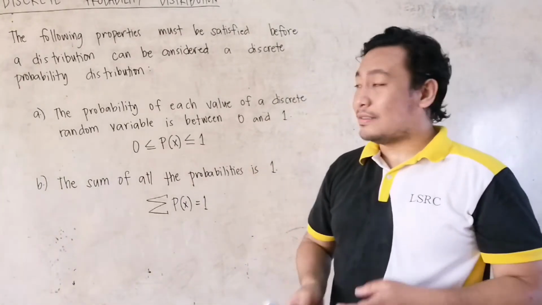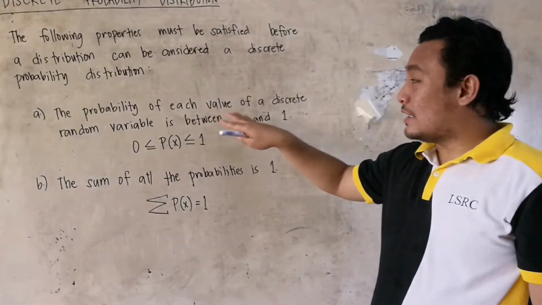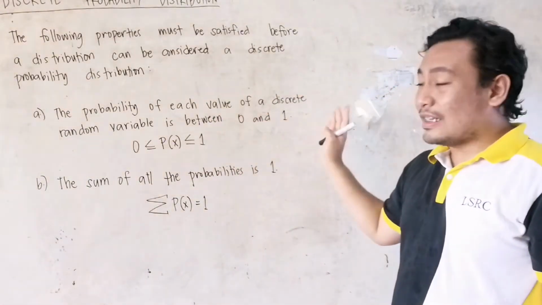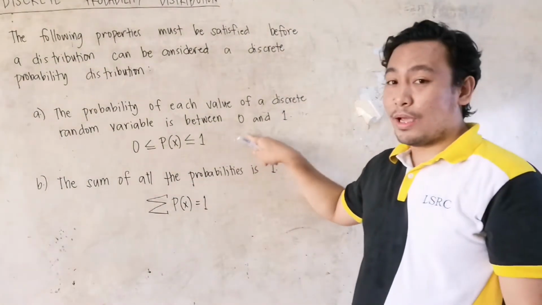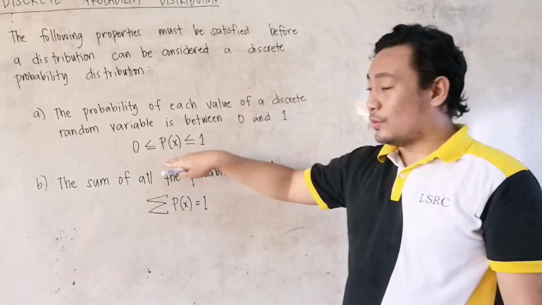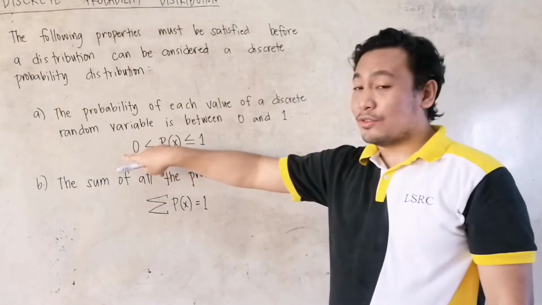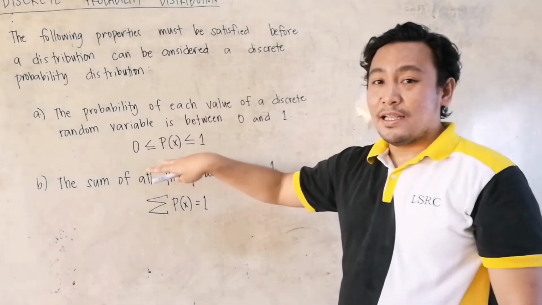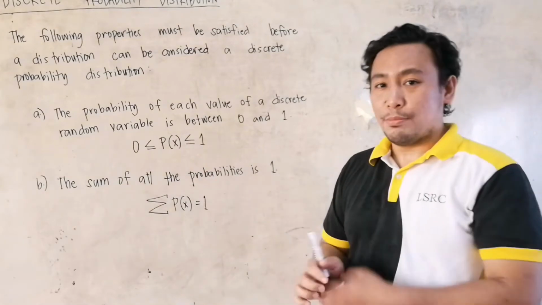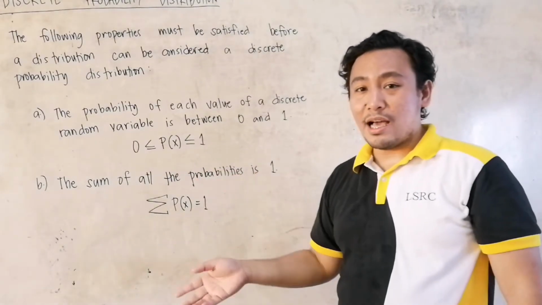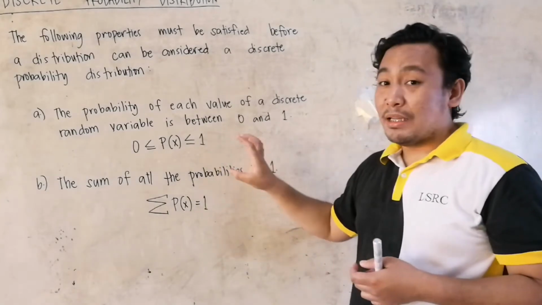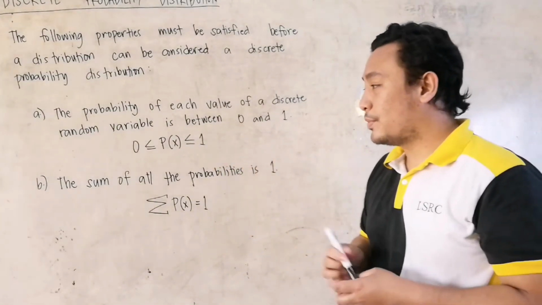The first property is that the probability of each value, yung probability ng bawat value of a discrete random variable, is between 0 and 1. So, the probability is greater than or equal to 0 but less than or equal to 1. Kailangan in between 0 and 1. So, 1/5, 1/4, 1/2. Yun dapat yung probability ng bawat value.